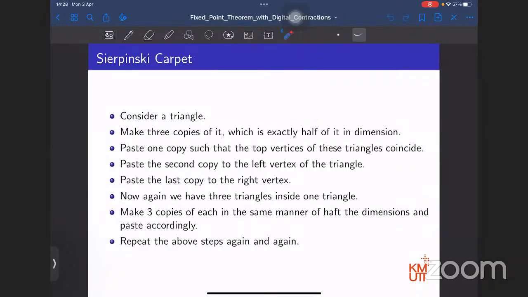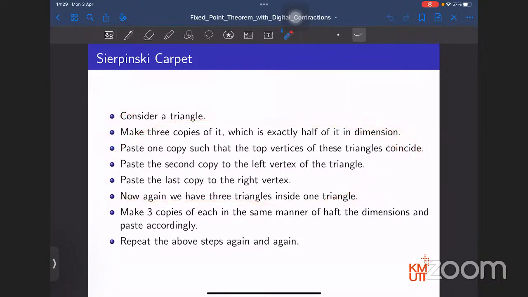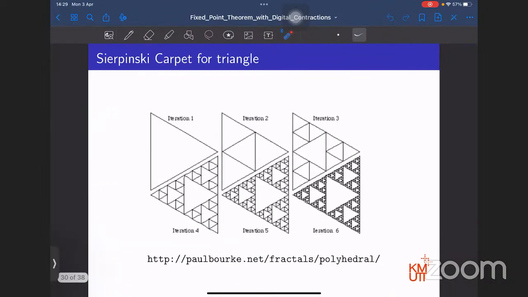And one of the copies is pasted on the top vertex, the second on the left, and the third on the right. And we consider the new triangle, and we do it again and again. So it's like a loop. After we do the loop for a long time, we get a lot of detail. Okay, we will see a picture.